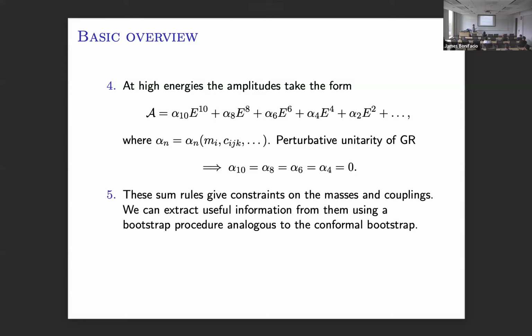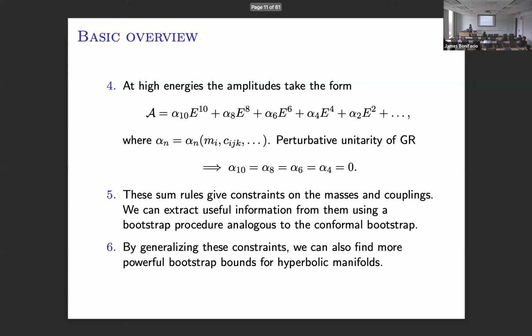Yeah. These vanishing conditions, they'll give us some sum rules. And these sum rules give you some constraints on the masses and the coupling. So then the question is, how can we extract useful information from these sum rules? And to do that, we can follow a bootstrap procedure, which is analogous to the conformal bootstrap. And then lastly, this is the hyperbolic manifold part of this talk. You can generalize these constraints and find much more powerful bootstrap bounds for this more restrictive class of manifolds called hyperbolic manifolds. Okay, any other questions about this outline before I get into some details?